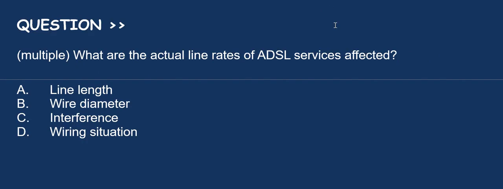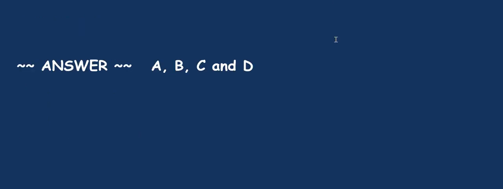Next question is, what affects the actual line rates of the ADSL service? Option A, line length. Option B, wire diameter. Option C, interference. Option D, wiring situation. The correct answers are option A, B, C and D.